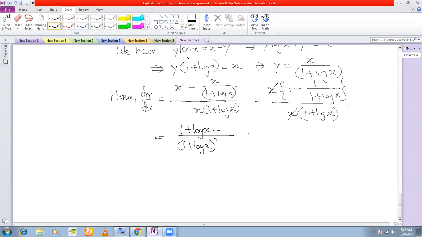Okay, so we have got our answer, which is equal to log x by (1 plus log x) whole square. That's it. Okay, and that is proved. Next one.